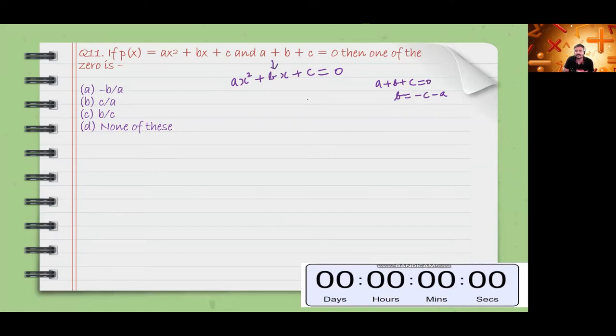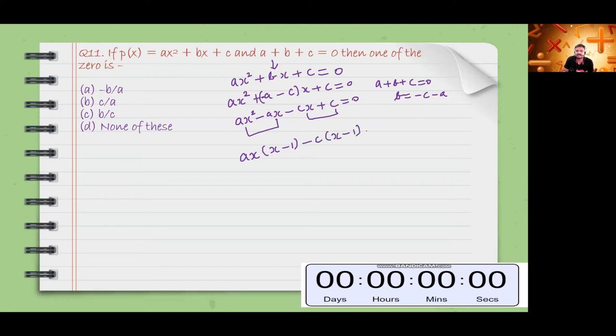So what will we put in place of b? Minus c minus a. So this will be ax square minus a minus c, okay? Plus, in bracket, we will take minus a minus c multiplied by x, plus c, which is equal to 0. So this will be ax square minus ax minus cx plus c, which is equal to 0. Now from the first two terms, what is common? ax is common. So what is remaining? x minus 1. From these two terms, what is common? Minus c is common. So x minus 1.